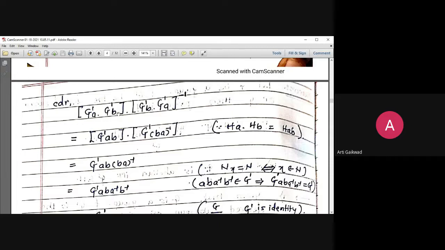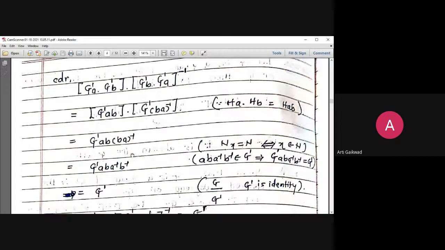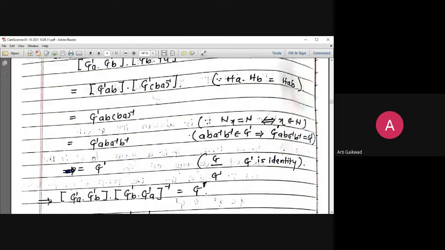Look at here. G dash A into G dash B is nothing but G dash AB. Why? Since we have HA into HB is equal to HAB. Similarly, G dash BA inverse. For this one, we get G dash AB BA inverse, which is equal to G dash AB A inverse B inverse.